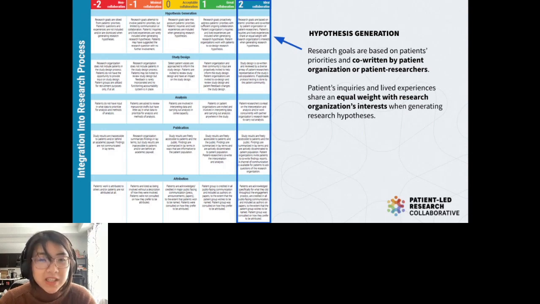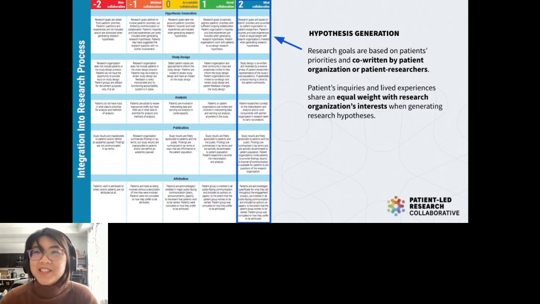We added attribution down there because that's very important to the patient community. But basically, I'll run through each of them and describe how, within the patient-led research model, we do things a little bit differently.